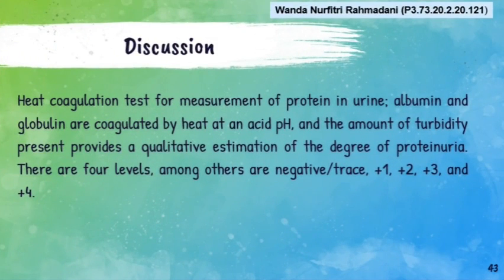The discussion is the heat coagulation test for measurement of protein in urine. Albumin and globulin are coagulated by heat at an acid pH, and the amount of turbidity present provides a qualitative estimation of the degree of proteinuria. There are four levels, among others: negative or trace, +1, +2, +3, and +4.